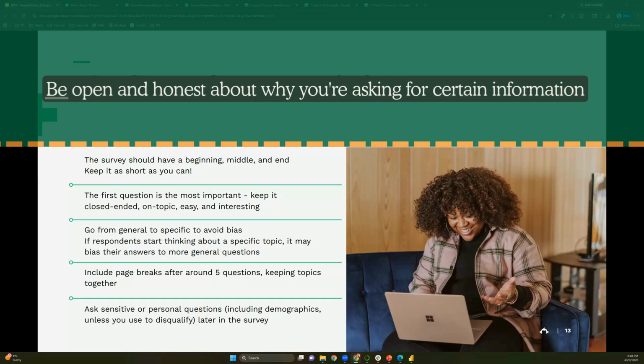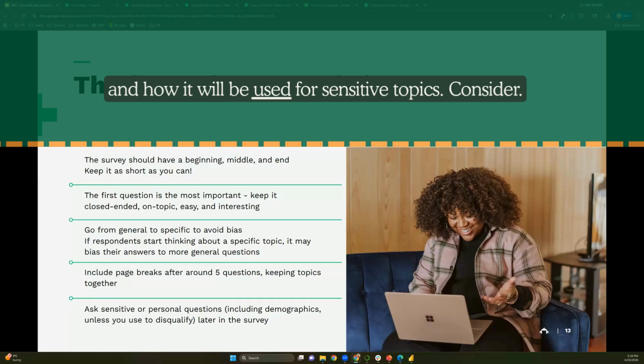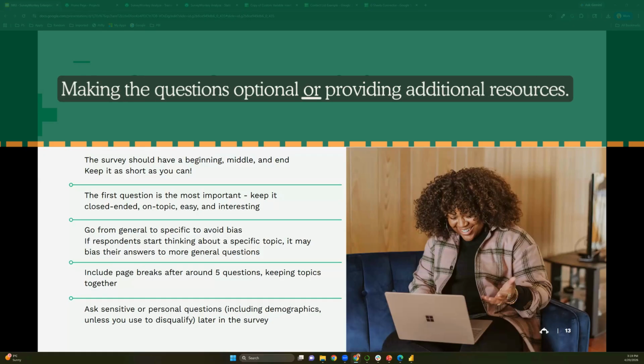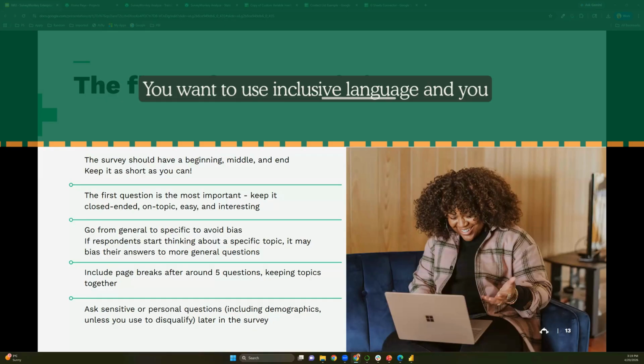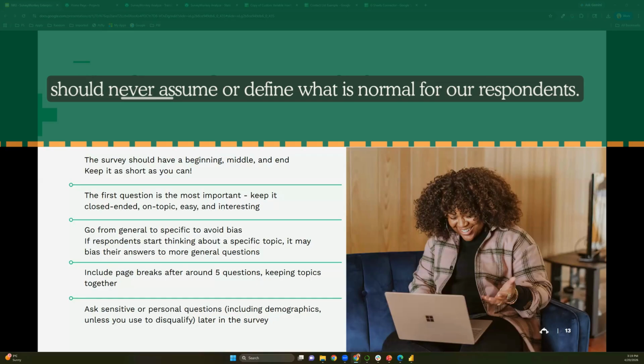Transparency is key here. Be open and honest about why you're asking for certain information and how it will be used. For sensitive topics, consider making the questions optional or providing additional resources. And finally, always prioritize inclusion and accessibility. You want to use inclusive language, and you should never assume or define what is normal for your respondents.